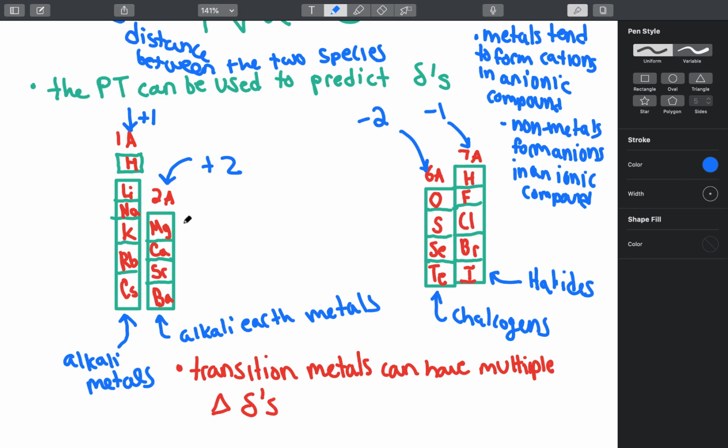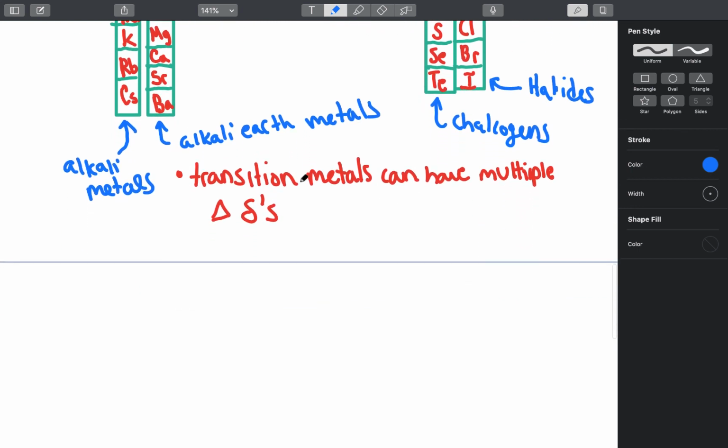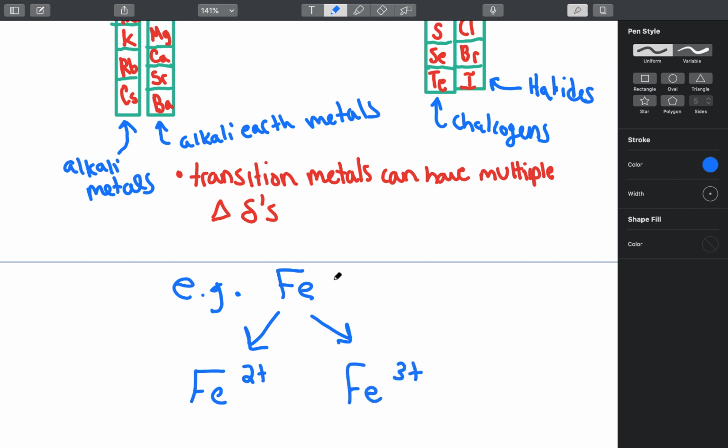So once we get into atomic structure, we'll have a better idea of why we see these charges on these particular groups. So the last thing that I would like to note is that transition metals, the reason why I don't have transition metals on here is because transition metals can actually form multiple charges. So a great example is iron. Iron can form two separate charges, and that is iron 2 plus and iron 3 plus. So the transition metals can actually form many different types of ions.